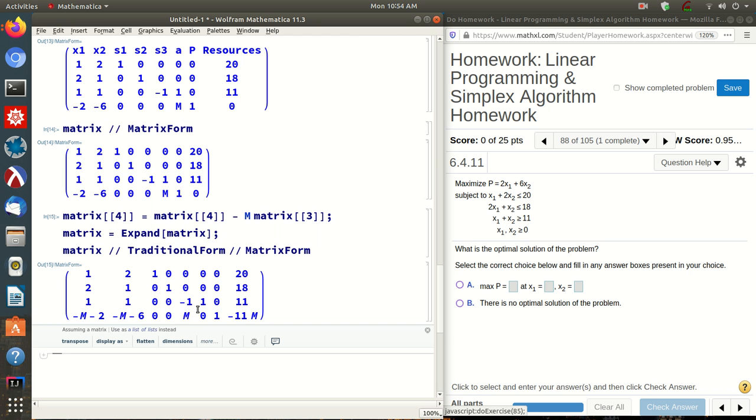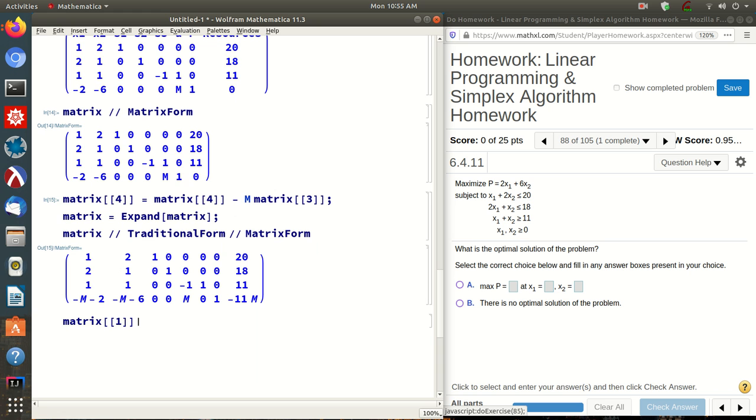Okay, this looks good. So the most negative value in the bottom row is this value, negative M minus 6. Okay, so 20 divided by 2 is 10. 18 divided by 1 is 18. 11 divided by 1 is 11. 20 divided by 2 is 10 is the minimum ratio. We have to pivot right over here.